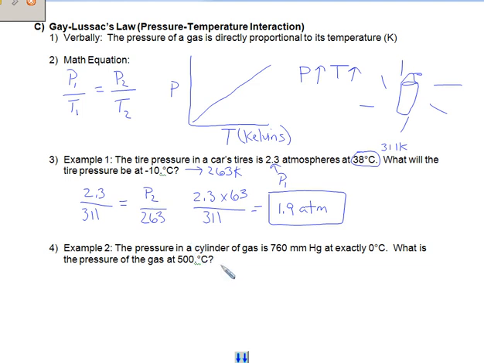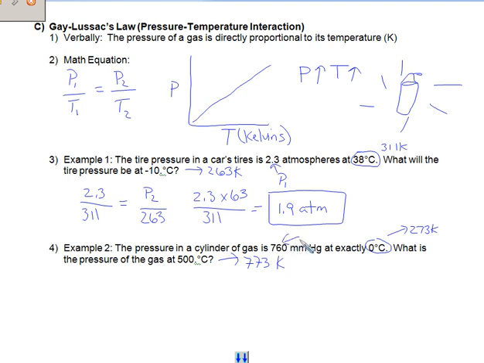Let's try another one. We've got a cylinder of gas, and at 0 degrees C, the pressure is 760 millimeters of mercury. What is the pressure of the gas when the temperature increases to 500 degrees C? Once again, convert to kelvins before doing any gas calculations. This is 273 Kelvin, whereas 500 degrees Celsius is equal to 773 Kelvin.